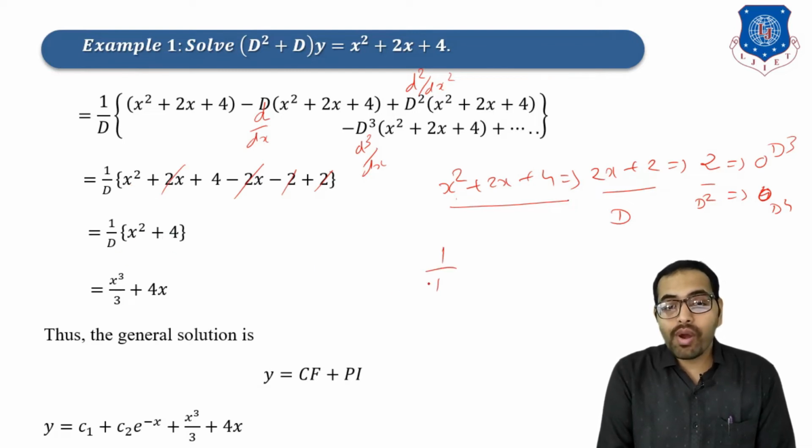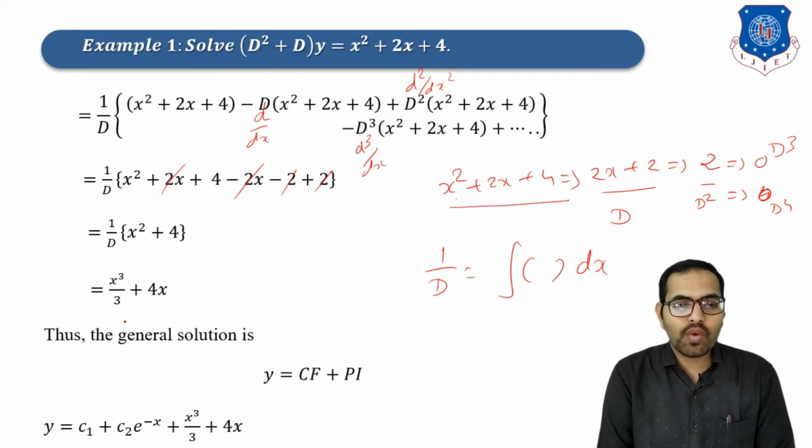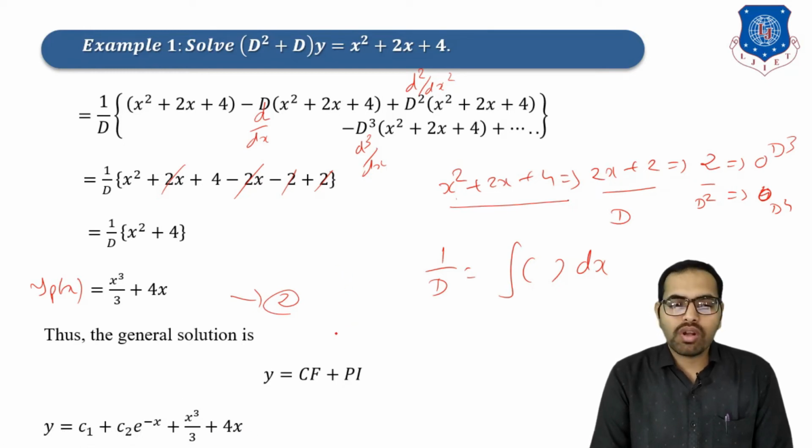Here 1 upon d means integral of q of x dx. The integral of that term is x cube by 3 plus 4x, that is our yp of x. Now you know that the general solution is a combination of complementary function and particular integral. Now substituting the values of equation number 1 and 2, which are the complementary function and particular integral, where c1 and c2 are arbitrary constants. Let's move on.